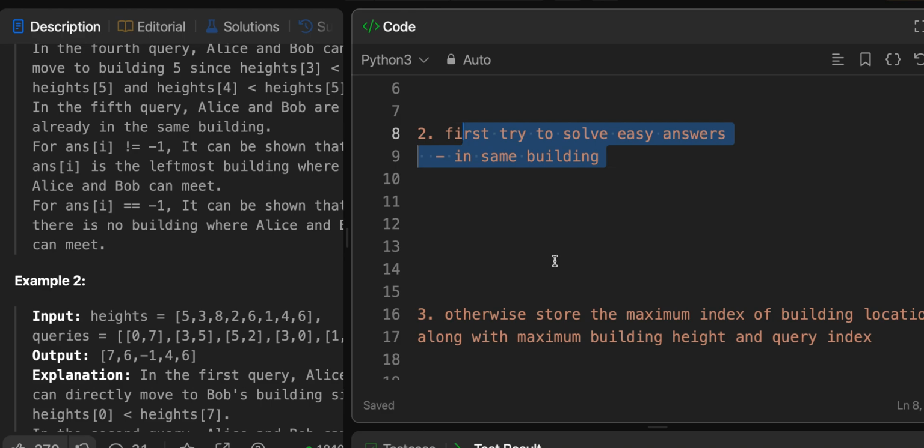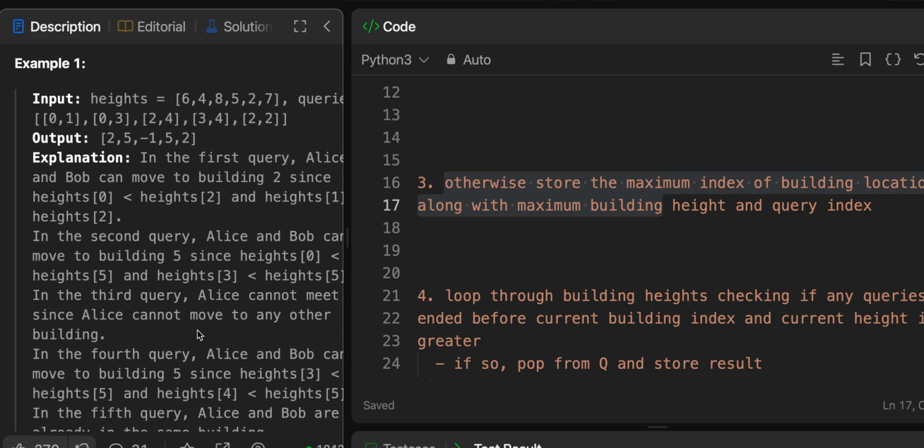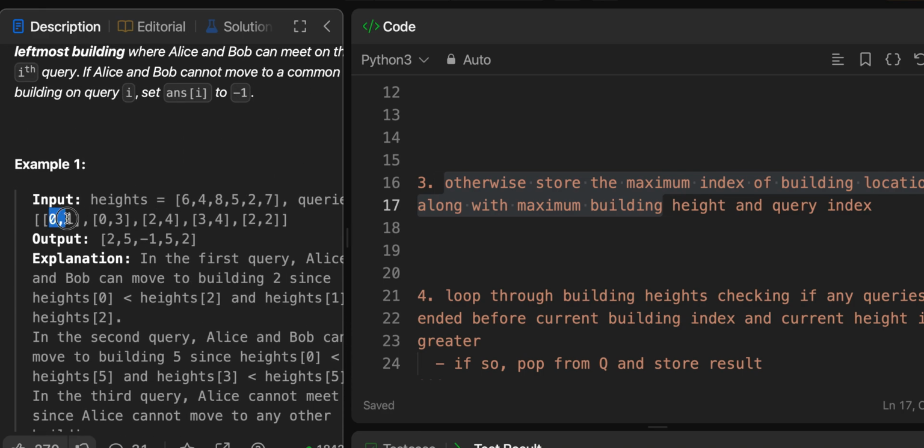Okay, so we were done with step 2. Let's take a breath. Okay, moving on to step 3. Now it says otherwise, so some of them, remember some buildings, Alice and Bob will both need to move to another building. So that's what we'll do here. We'll set that up. So otherwise, store the maximum index of a building. Okay, so let's look at something like this here. 0, 1. So 6 couldn't move to 4. That means we need to look for another building. So we can only look at a building afterwards. So we'll keep that in mind.